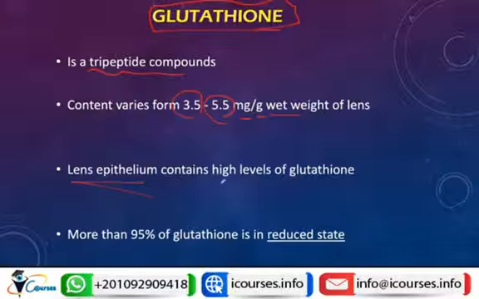The lens epithelium contains high levels of glutathione, and about 95% of this glutathione is in the reduced state. Why? This is because it will act as an antioxidant or reducing agent, as we will see later on. The glutathione is the main antioxidant of the lens. It will combine with oxygen to minimize the damaging effect of the oxygen free radicals.